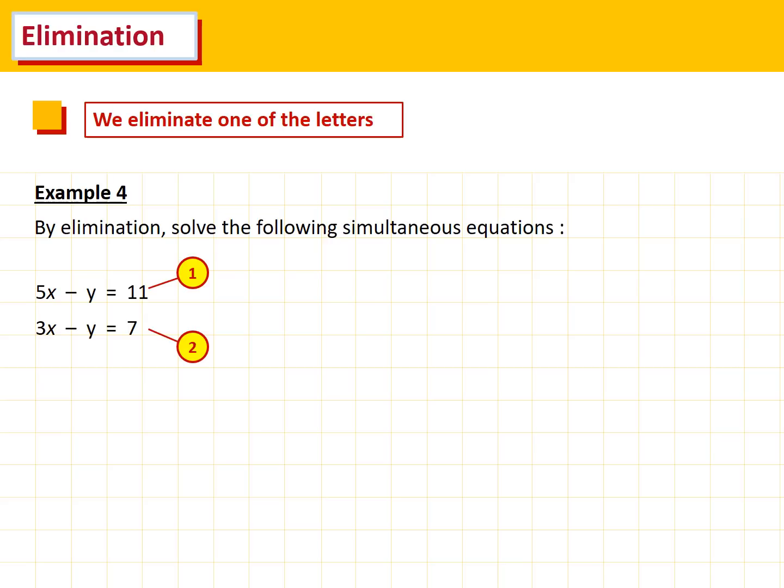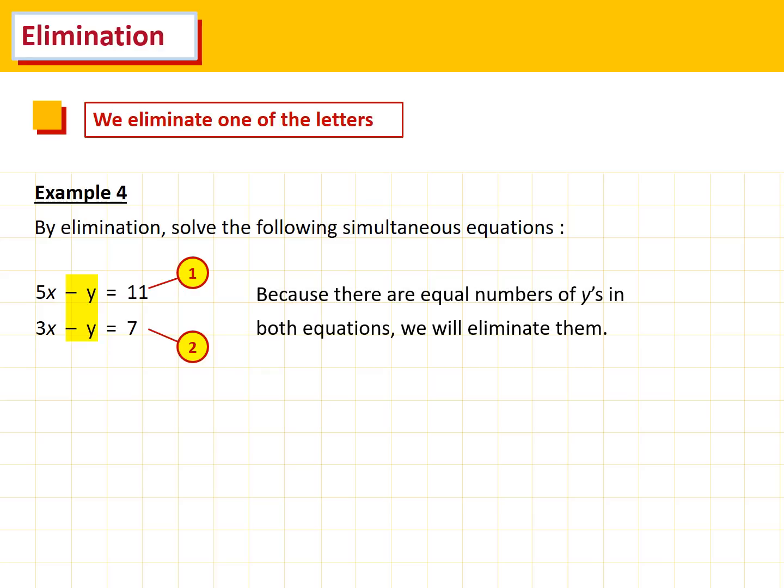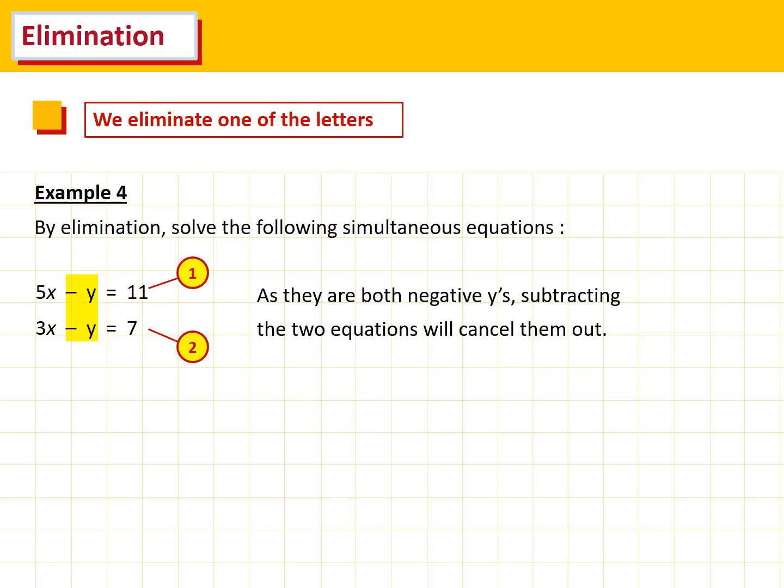Number the equations. Which letter has the same number? It's the y, both 1y. And are the signs the same? Yes, they are. They're both subtract. So if the signs are the same, we subtract the equations. 5x take 3x is 2x. The y's cancel, and 11 take 7 equals 4.